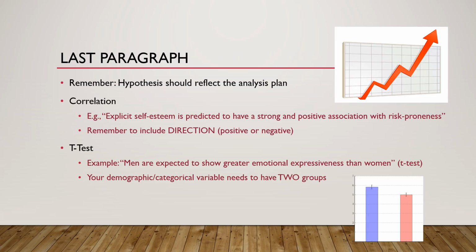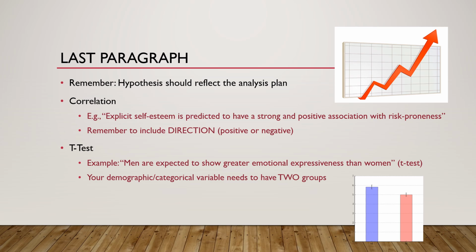In that last paragraph, remember that your hypothesis should also reflect whether you're doing a correlation or a t-test, which we're calling the analysis plan. If you have a correlation, you want to make sure it's clear what you think the relationship between the 2 variables will be: positive, negative, or no relationship. And you want to make sure that the strength is there if you think there is going to be a strong or weak one. You don't have to be exact, like you don't need to say a moderately weak or a moderately strong, just kind of a general idea of how you think they'll be related.